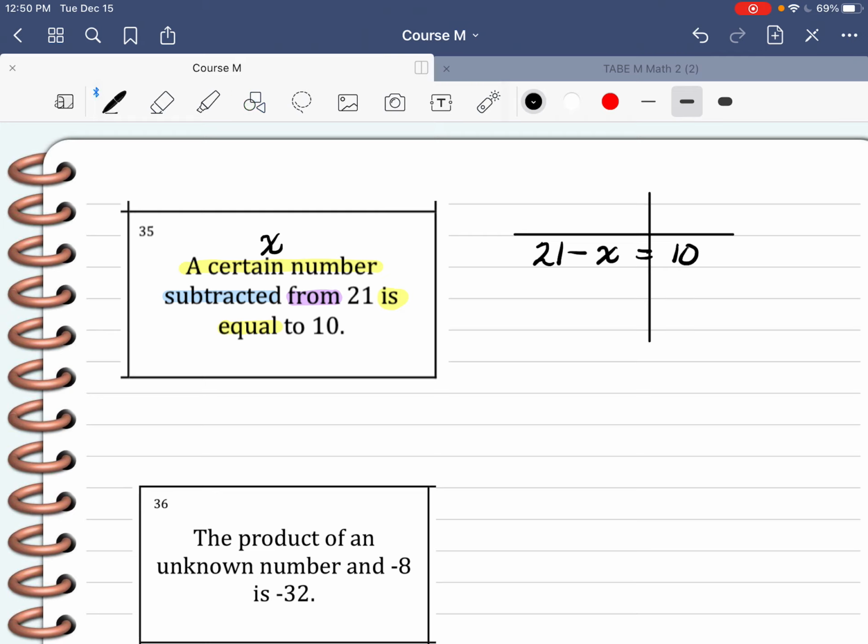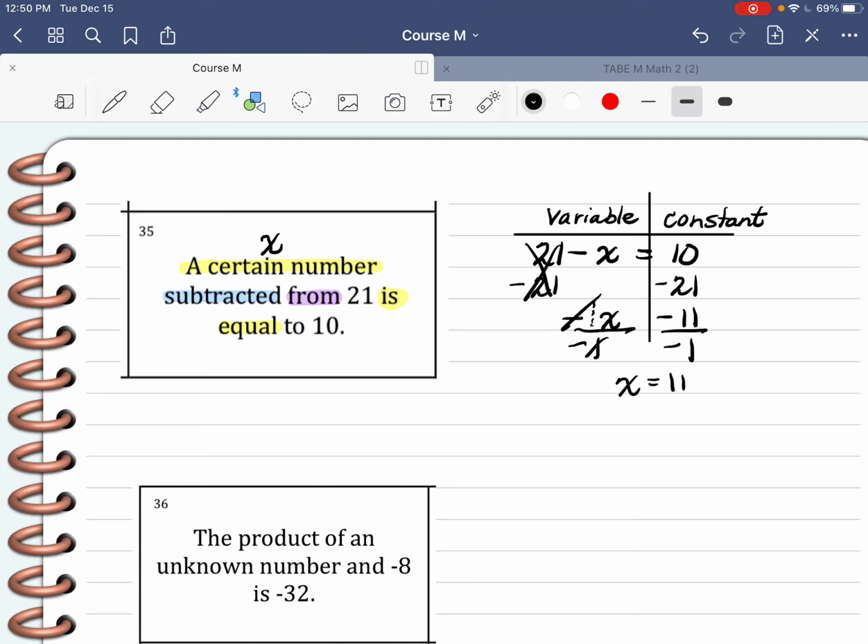So let's put together the power T. Your variable is on this side. Your constant is on this side. So let's move the 21. So you have a negative x and a negative 11. I need to put that ghost one in there so I can divide that negative away. You can't leave it as a negative x. So x is 11. Again.